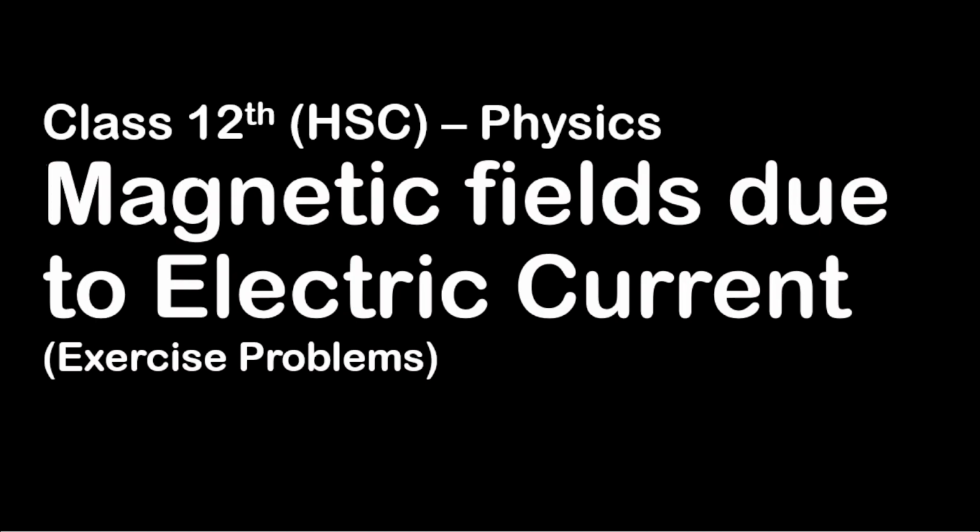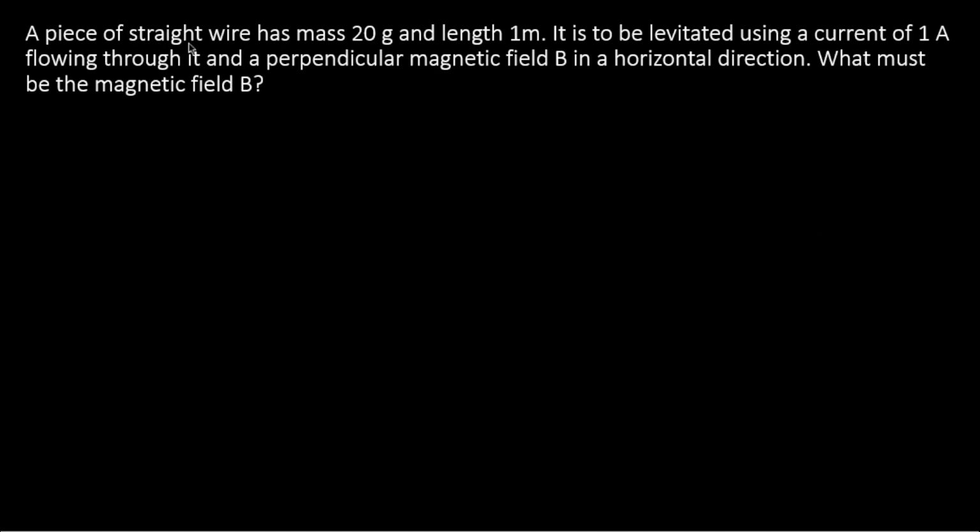So in this video we'll solve the sums of class 12 physics chapter 10, magnetic fields due to electric current. Let's look at the first sum. A piece of straight wire has mass 20 grams and length 1 meter. It is to be levitated using a current of 1 ampere flowing through it and a perpendicular magnetic field B in a horizontal direction. What must be the magnetic field B?